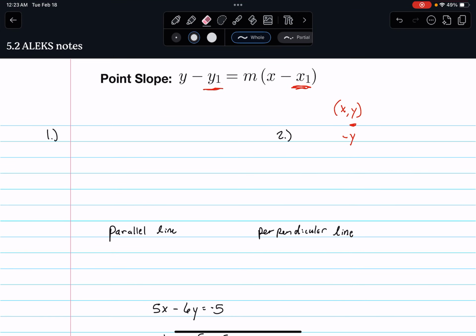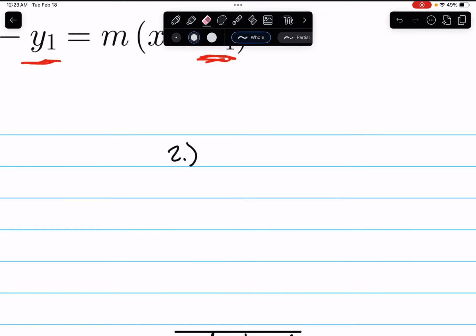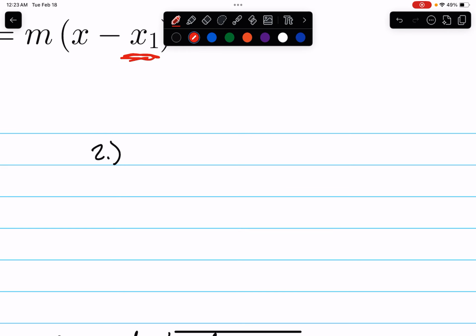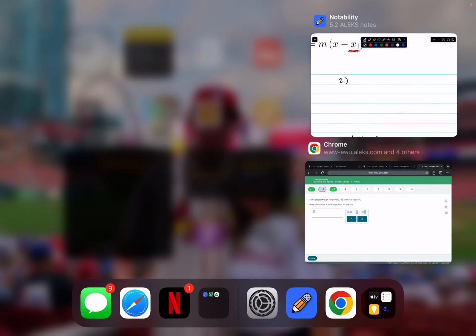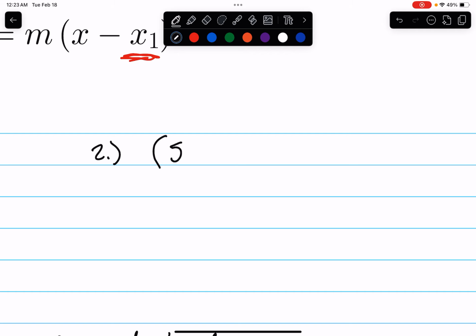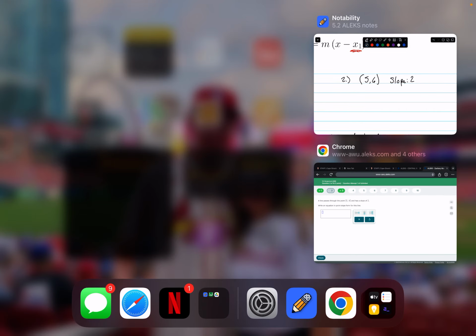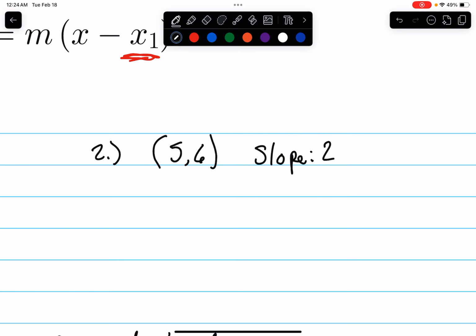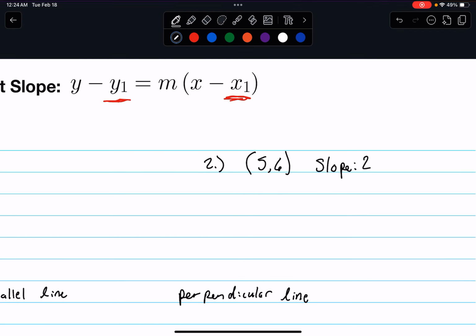So for number 2, let's do that over here. We had 5, 6 and then a slope of 2. And then we're going to write the equation in point slope. So we got our point slope equation up here. I'm going to write the answer in blue.